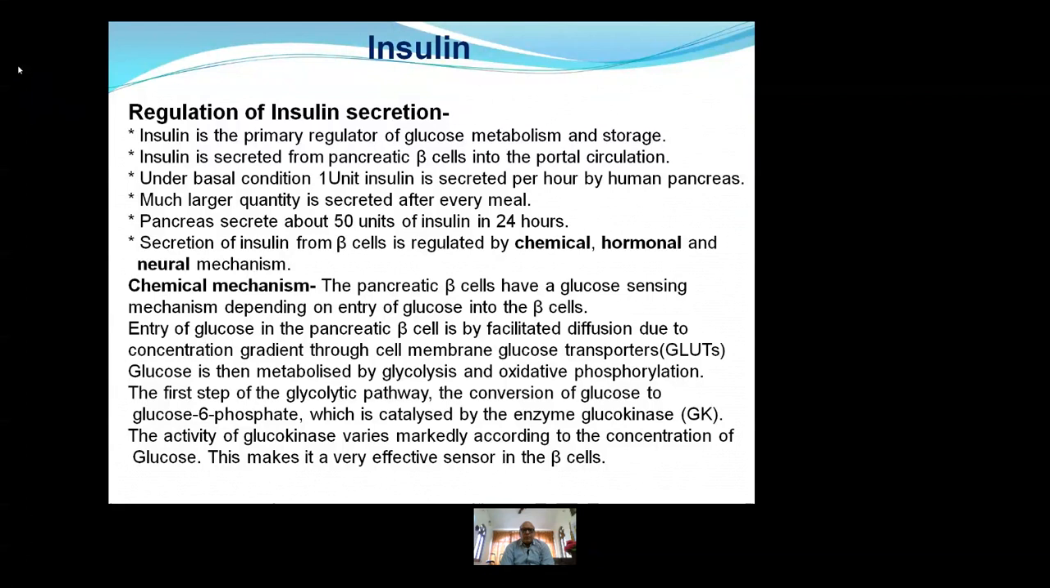The first step of the glycolytic pathway, the conversion of glucose to glucose 6-phosphate, is catalyzed by the enzyme glucokinase. The activity of glucokinase varies markedly according to the concentration of glucose. This makes it a very effective sensor in the beta cell.